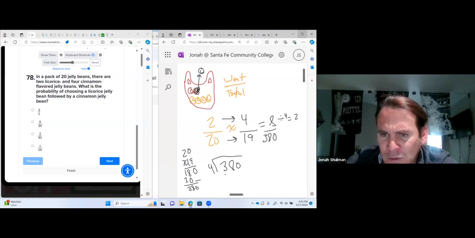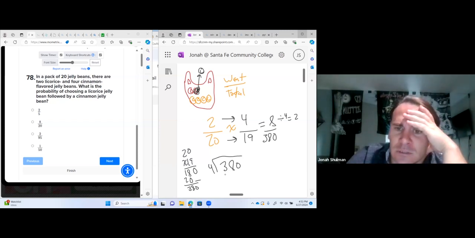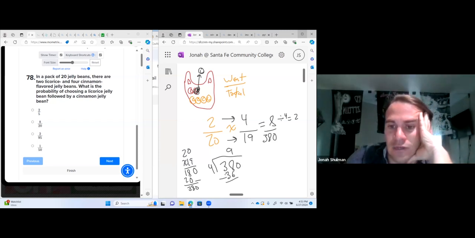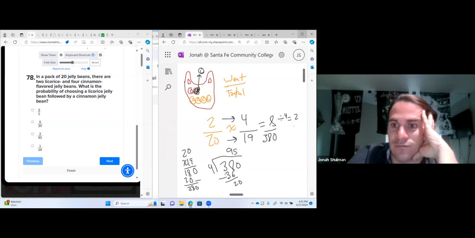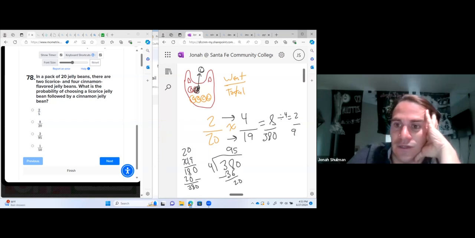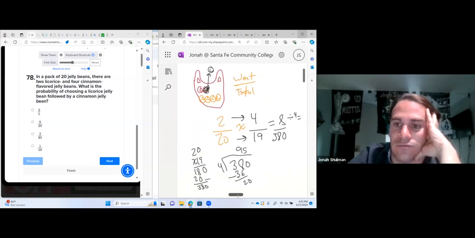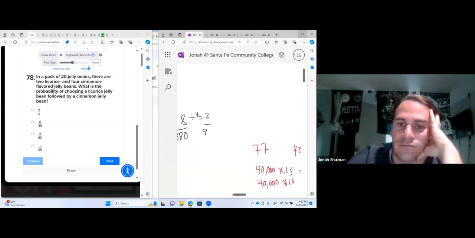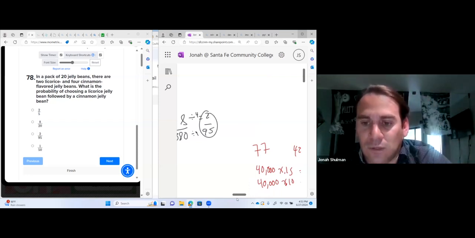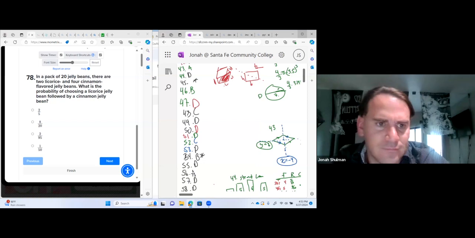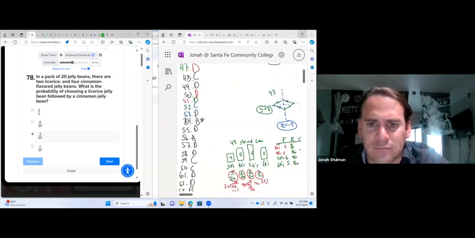4 can't go into 3. 4 can go into 38. How many times? Is it 9 times? Yeah, because 4 times 9 is 36. And 4 goes into 20 how many times? 5. I got 2 out of 95. And ta-da! That is our final answer. So we got 2 out of 95. So that 78 is C.